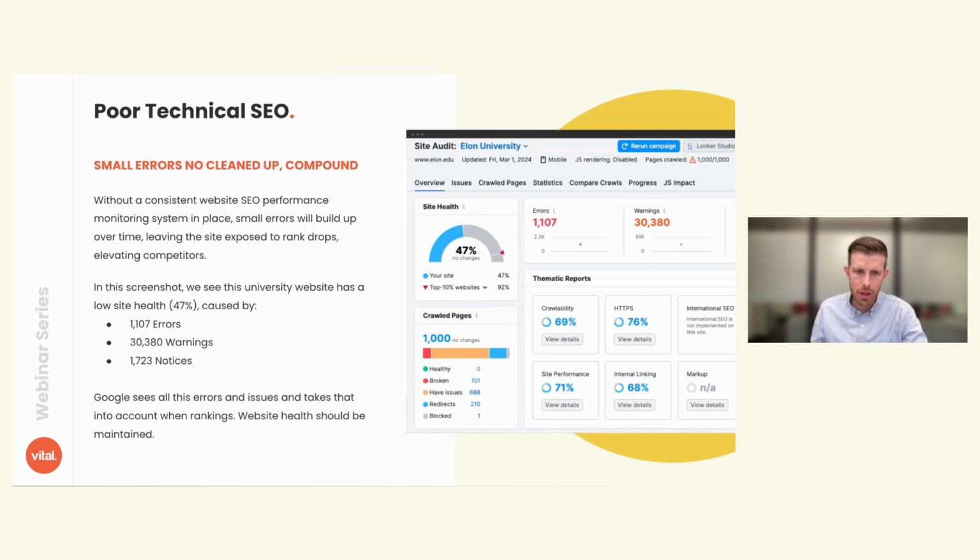So don't ignore the small errors. Make sure you have a way every single month to be looking at these small errors and fixing them. Vital has a lot of clients in our retainer program, our digital marketing retainer. And every single month, they have an SEO check where the SEO team logs into SEMrush. We look at all the errors, we put them on a list, and we knock them down.